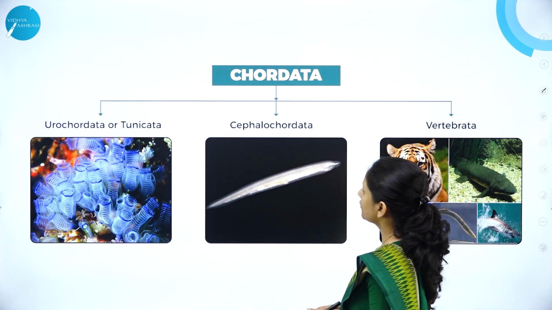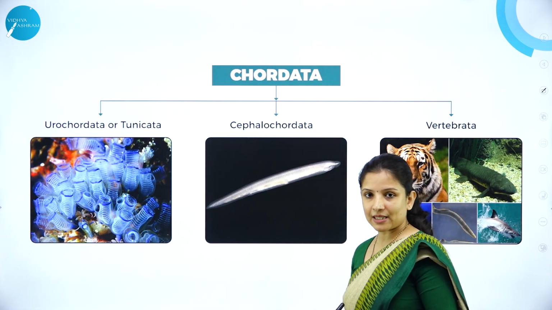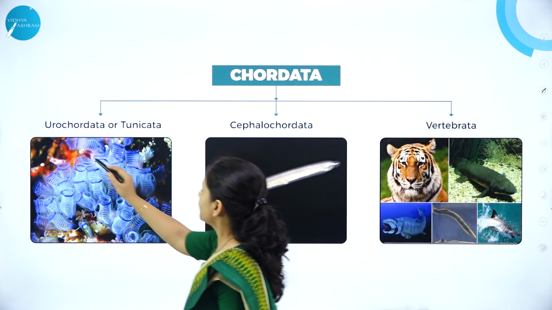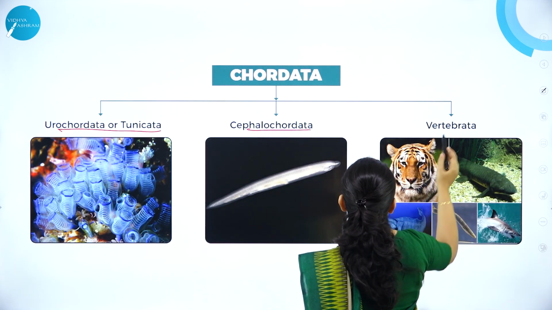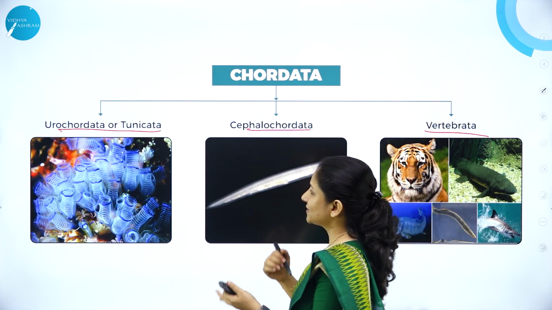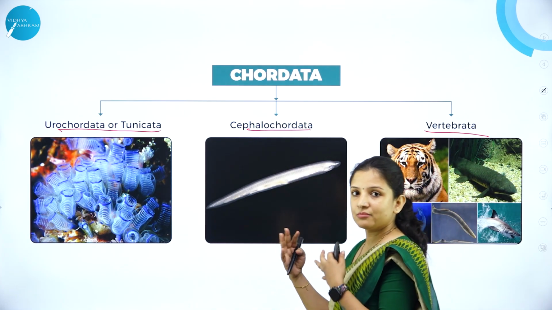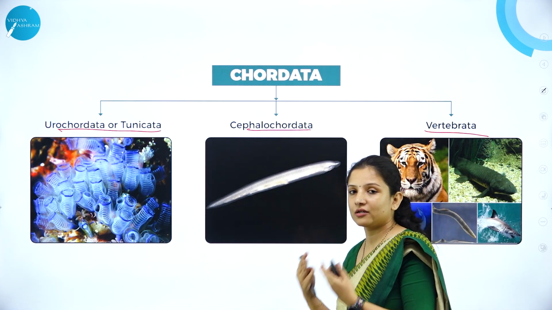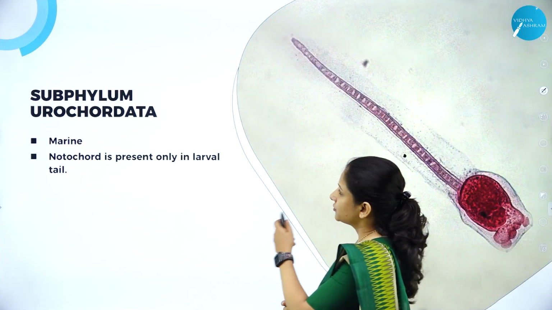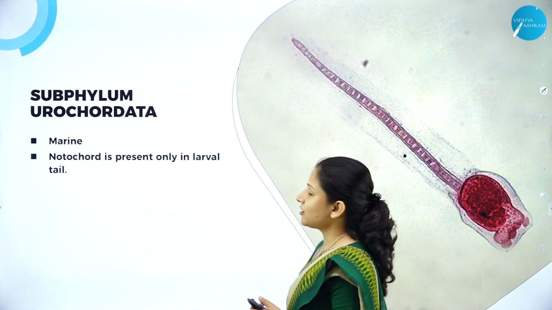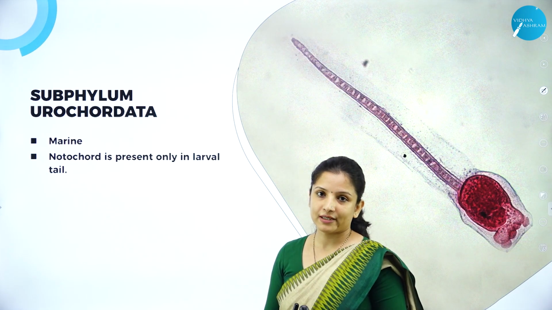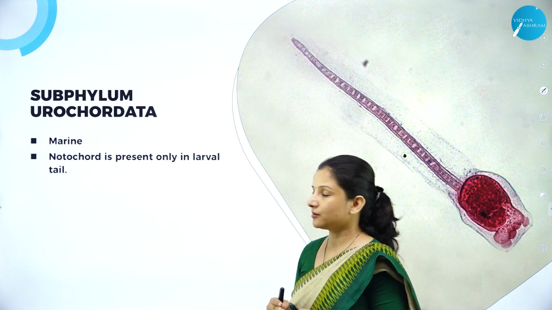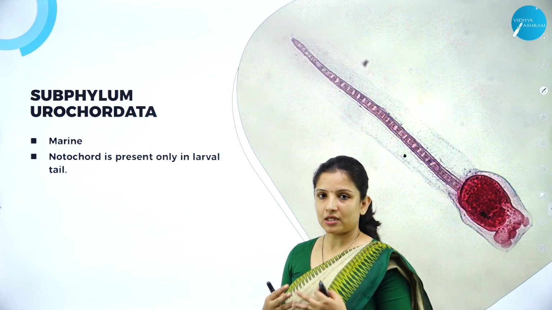Next, under phylum chordata, I told you there are various subphylums. They are urochordata or tunicata, cephalochordata and vertebrata. There are some differences between the three, which we shall look into. Subphylum urochordata and cephalochordata come under protochordates. They are called protochordates, and this is an important MCQ.